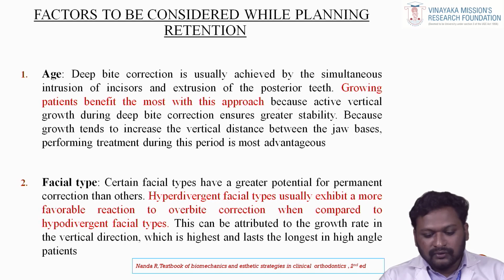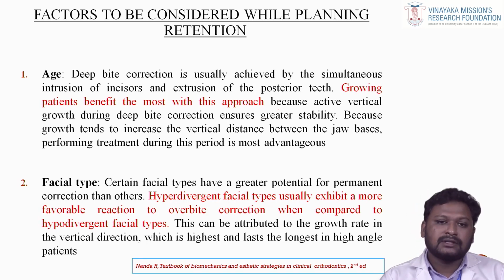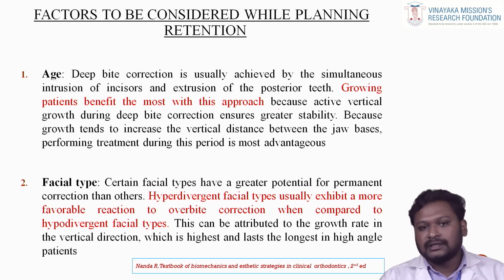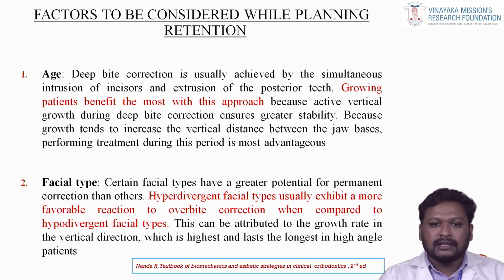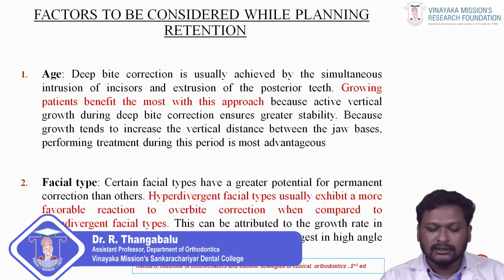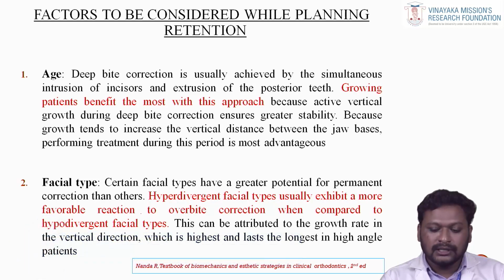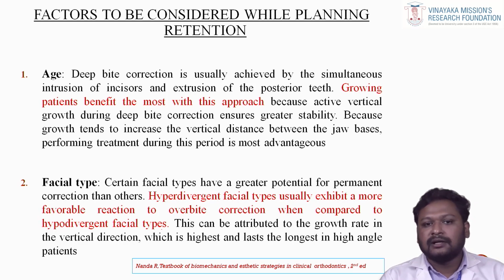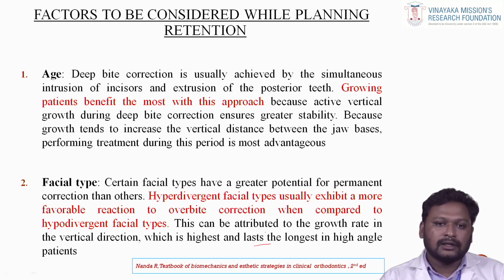The second one is facial type. In facial type, hyperdivergent, we know, is the vertical grower, and hypodivergent the horizontal grower. In a vertical grower patient, the stability will be good because there will be vertical growth of the alveolar bone. So the hyperdivergent facial type, that's a vertical growing facial type, usually exhibits a more favorable reaction to overbite correction compared to the hypodivergent, because of the growth rate in the vertical direction. That increase in vertical growth will help in the growth of the alveolar bone, so that will be helpful in vertical grower patients.